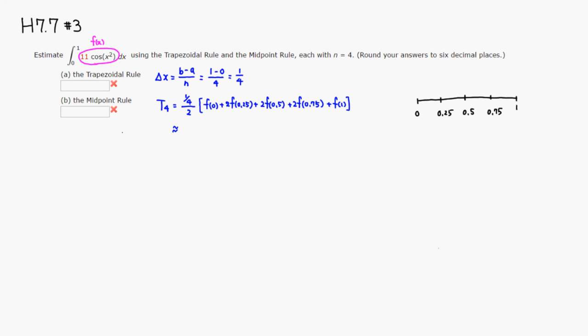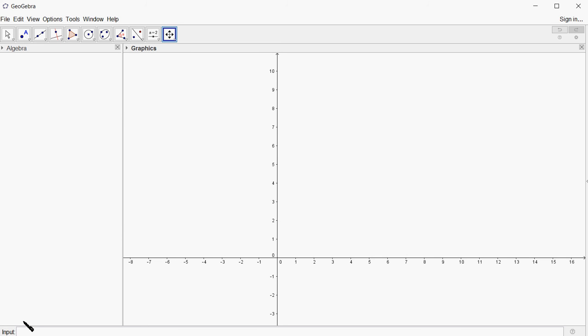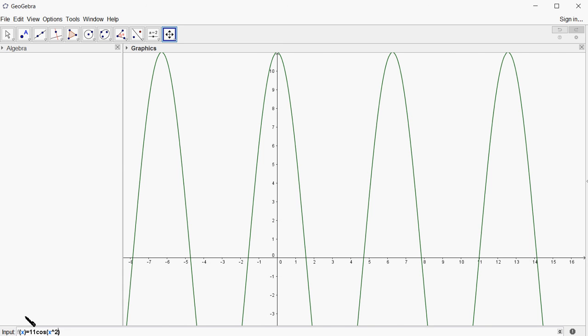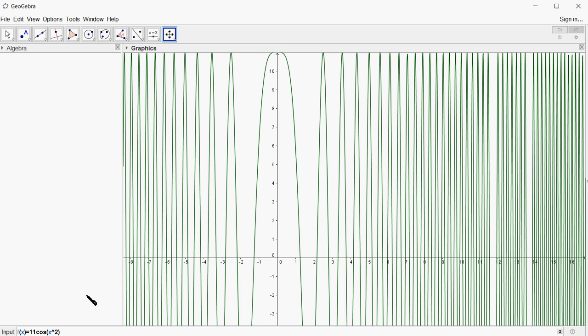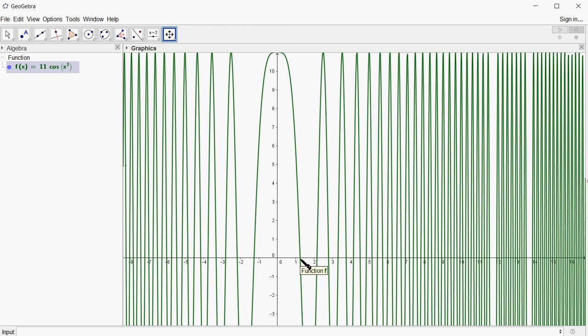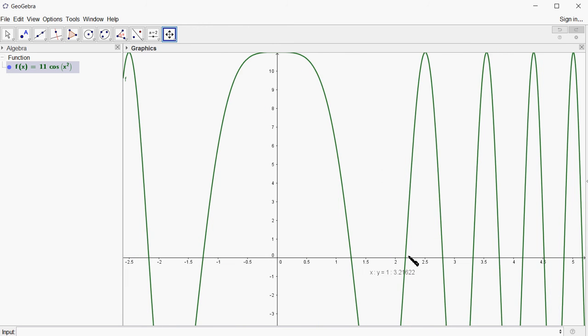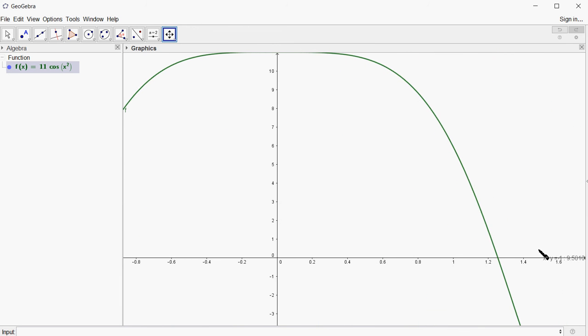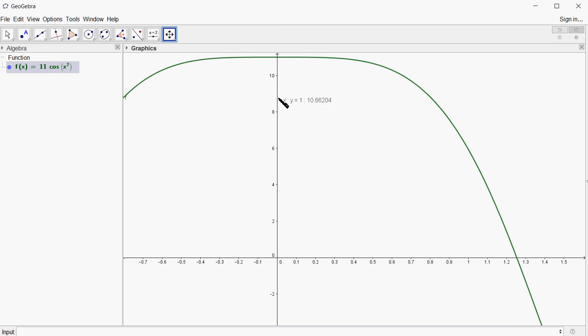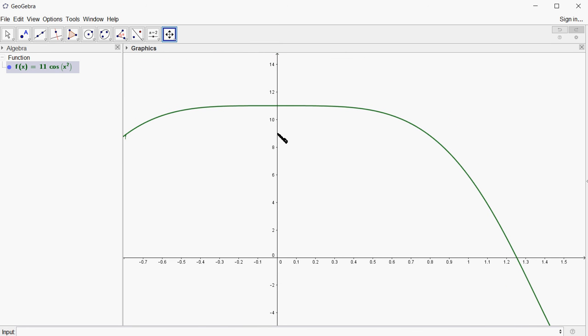I'm just going to bring out GeoGebra. Here f of x is defined to be 11 cosine of x squared, and I put that in. It's got a pretty picture there, and it's from 0 to 1, so we don't need a lot. I'm going to zoom in a bit. Then we're doing 1/4 divided by 2, so 1 over 8.